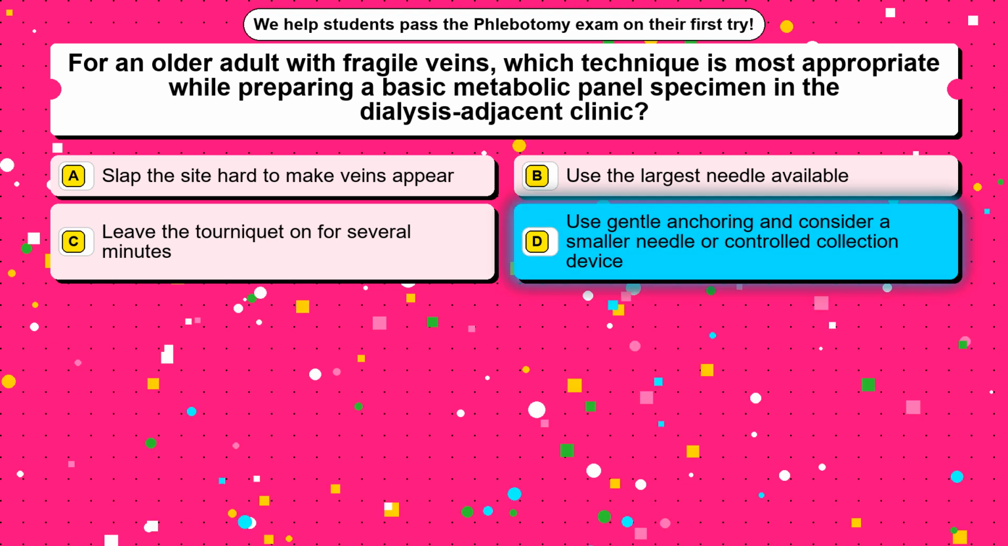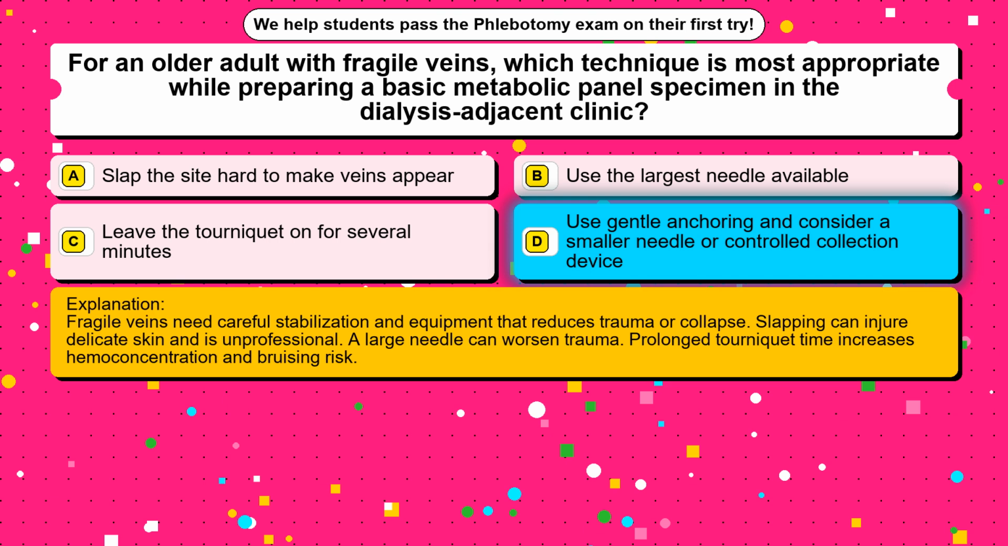The correct answer is option D. Use gentle anchoring and consider a smaller needle or controlled collection device. Fragile veins need careful stabilization and equipment that reduces trauma or collapse. Slapping can injure delicate skin and is unprofessional. A large needle can worsen trauma. Prolonged tourniquet time increases hemoconcentration and bruising risk.